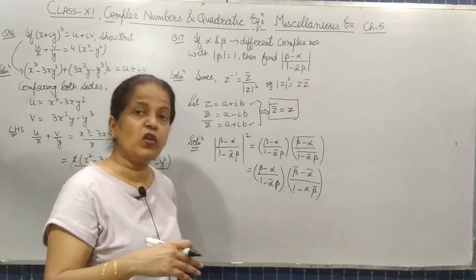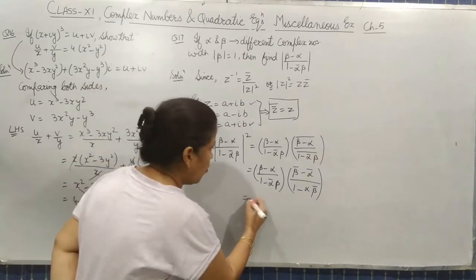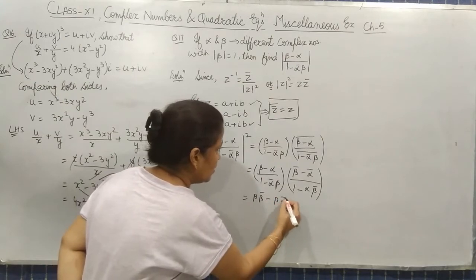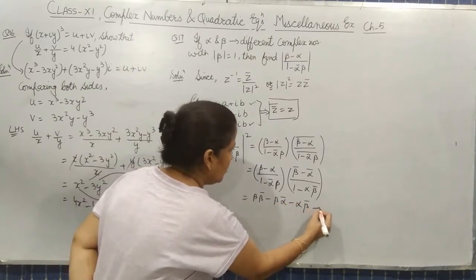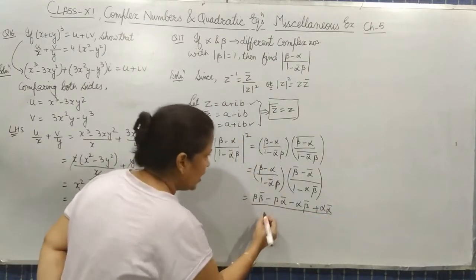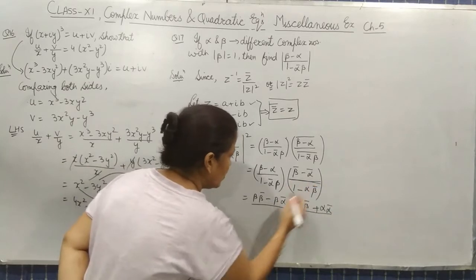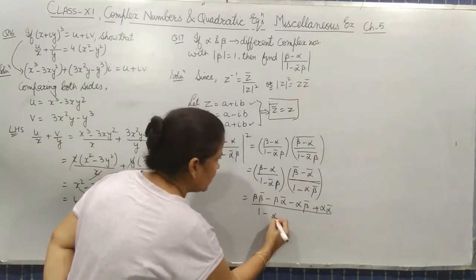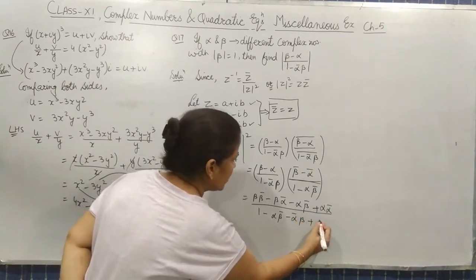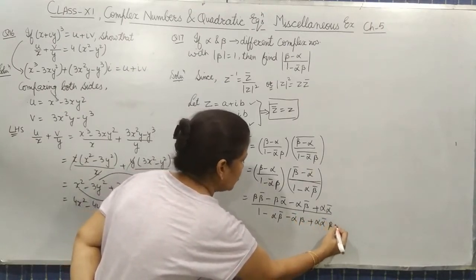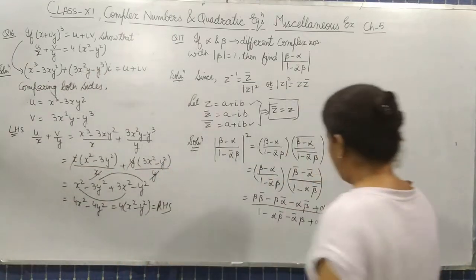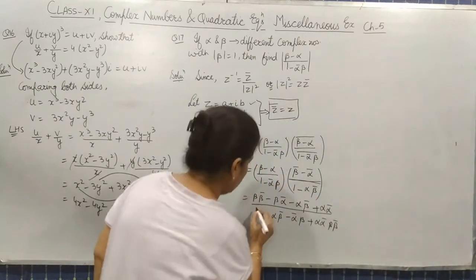Now you will multiply the terms. Open the bracket. So it will be beta bar minus this, plus alpha into alpha bar upon, multiply them. You will get 1 minus alpha beta bar minus alpha bar beta plus alpha bar into beta bar. This you will get. Now we will go a little bit further.